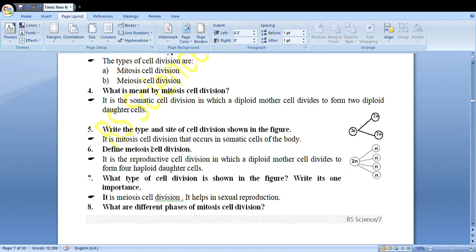Define meiosis cell division. It is a reproductive cell division in which a diploid mother cell divides to form 4 haploid daughter cells. This is the correct answer.